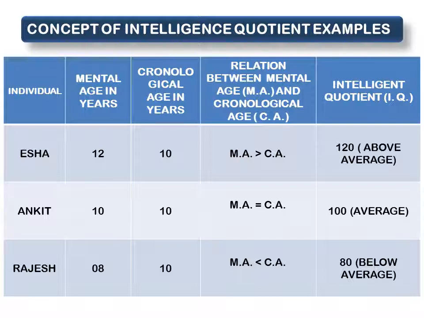And if an individual named Rajesh has a mental age of 8 years and a chronological age of 10 years, then the relationship between his mental age and chronological age is that mental age is less than chronological age. His IQ is 80, that is below average. That is, if mental age is greater than chronological age, then a person has above average IQ. And if the mental age is equal to chronological age, then the IQ of a person is average. And if the mental age is less than chronological age, then a person has an IQ below average.